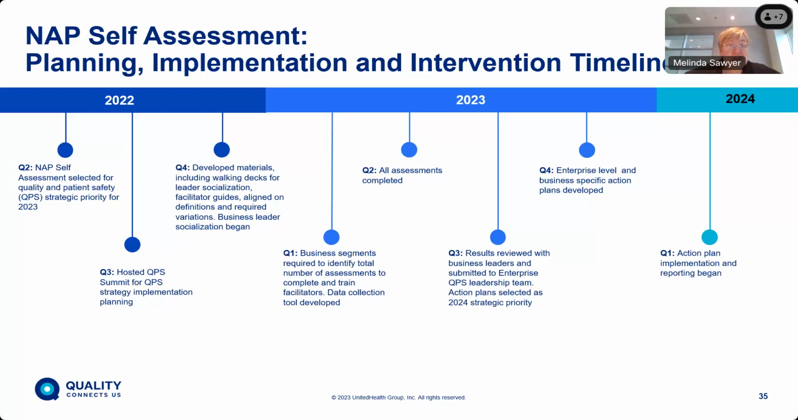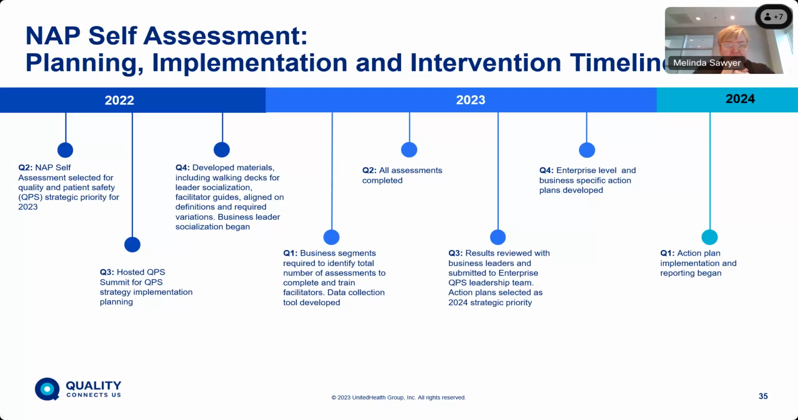We then developed both enterprise-level and business-specific action plans. And then we report out on those action plans, with implementation going on in 2024. And then we have reporting up to the enterprise on all of the action plans moving forward.